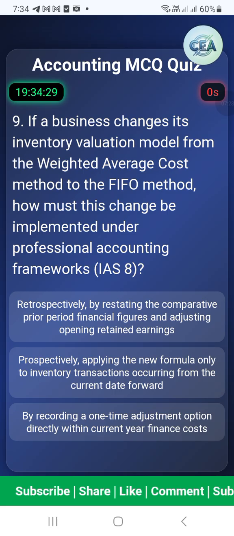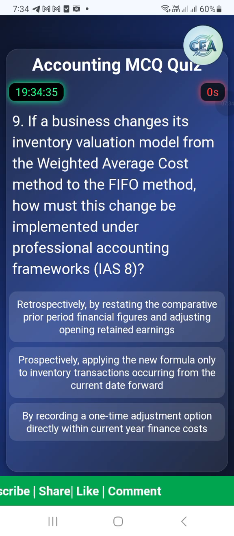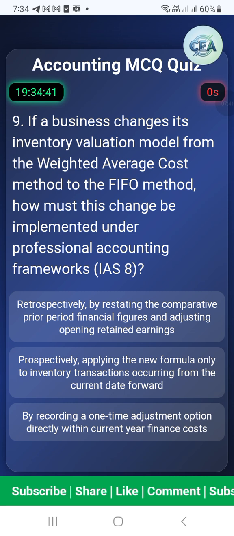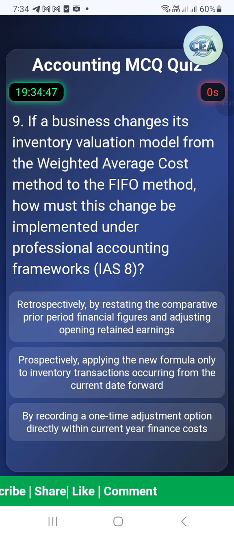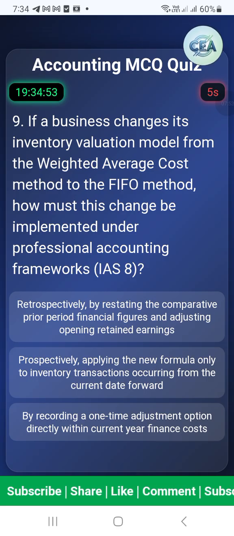Option 1. Retrospectively, by restating the comparative prior period financial figures and adjusting opening retained earnings. Option 2. Prospectively, applying the new formula only to inventory transactions occurring from the current date forward. Option 3. By recording a one-time adjustment option directly within current year finance costs.